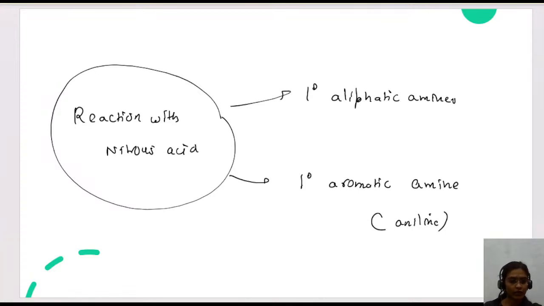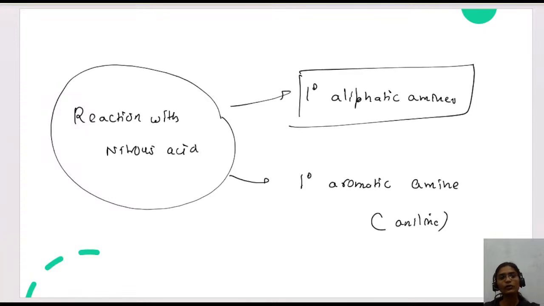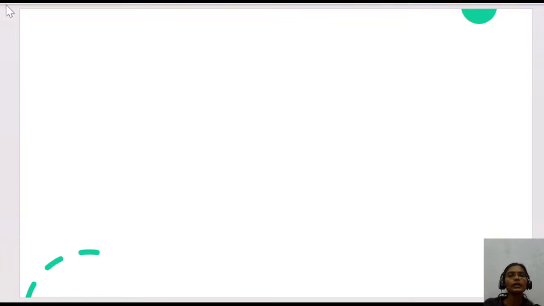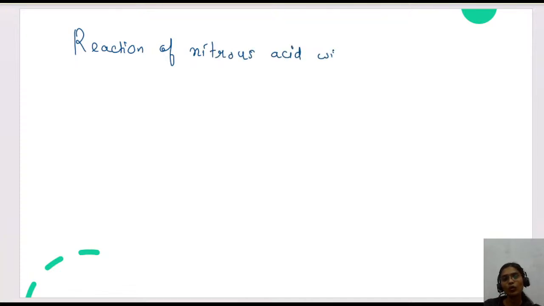Okay, cool. Let's continue further. Let's talk about this method first: the reaction with the primary aliphatic amine. Then we will go to the aromatic amine. So let's discuss the reaction of nitrous acid with primary aliphatic amines. It's amine, if that was not clear.